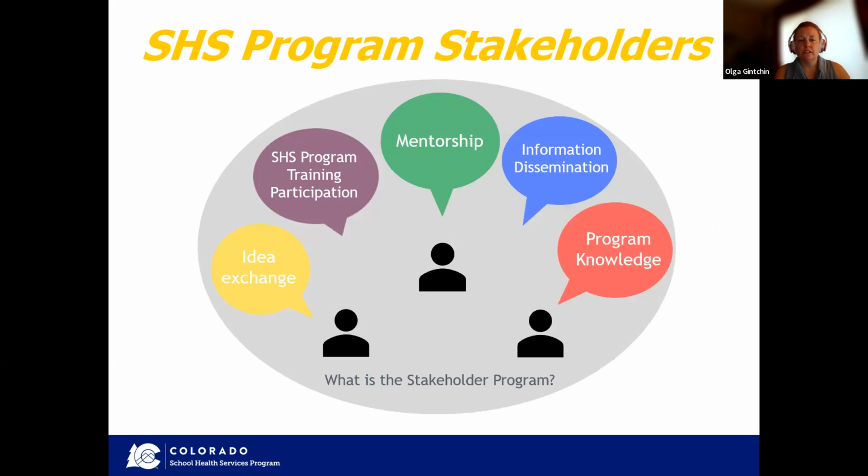All right, our School Health Services program stakeholders. First, just what is the stakeholder program? It is a group of individuals from across the state that participate in the program in some way. So we have a variety of roles that are represented: the RMTS coordinators, finance people, overall program coordinators. We do want a good variety of voices and representation. They help us with idea exchange. They also help us with training. This past year, we actually had stakeholders that attended our monthly mentorship meetings. So that was a huge help. We got some really good feedback on stakeholder involvement in those monthly mentorship meetings. They also help us with information dissemination. And because they have been with the program for some time, they have a good amount of program knowledge.